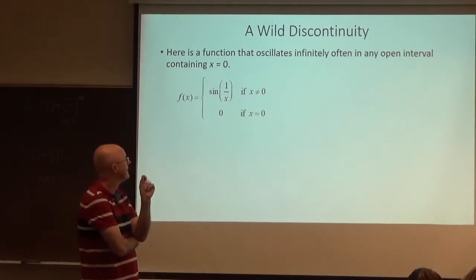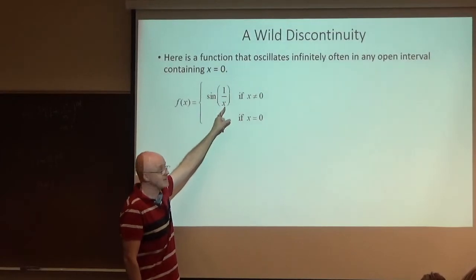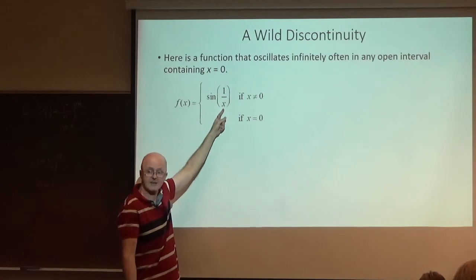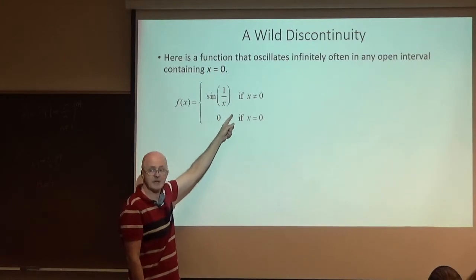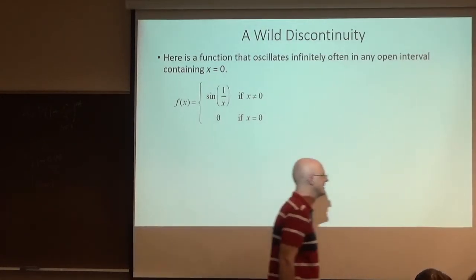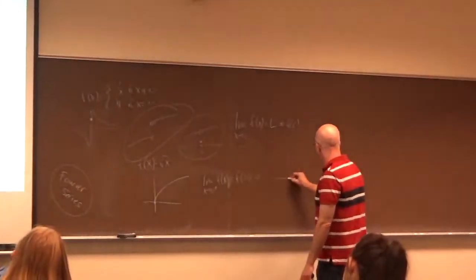Why? Think about what happens as x gets close to 0. As x gets close to 0, 1 over x gets big. If x is 0.1, 1 over x is 10. If x is 0.01, then 1 over x is 100. If x is 0.001, then that 1 over x is 1,000. This 1 over x keeps getting bigger and bigger as x goes to 0. Sine of a number that keeps getting bigger and bigger, if you think about the graph of the sine function, oscillates in value between -1 and 1.